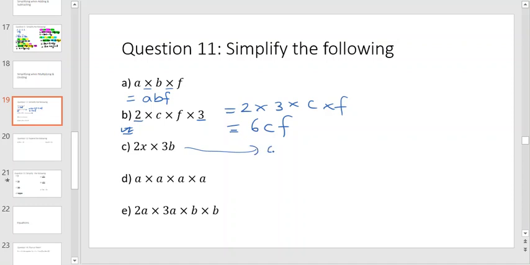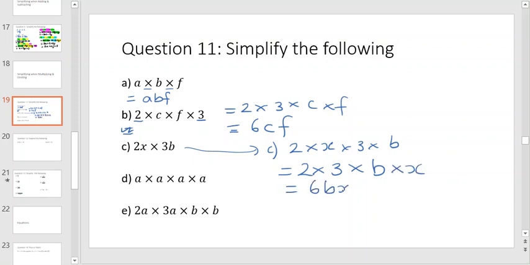For C, I'll do C over here. Once again, in this case, we've got 2x times 3b. Remember, I can write this as 2 times x times 3 times b. It's the same thing, except they've left the times invisible. So we just got to times our numbers. 2 times 3 is 6, so we can write them together. 2 times 3 times, I'm going to put b first, because b comes first in the alphabet, and then times x. 2 times 3 is 6, and then bx. That should have been your final answer for C.